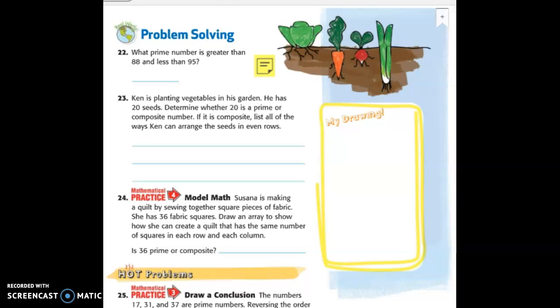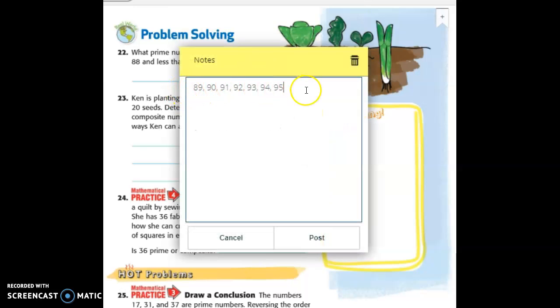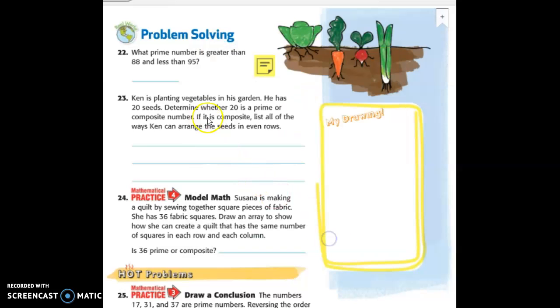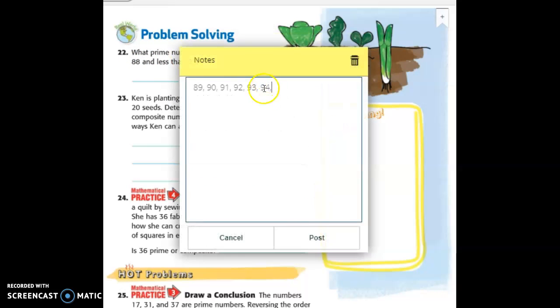Okay, at the back, when you get to the word problems, the problem solving, question 22: what prime number is greater than 88 and less than 95? Now, at first, this can seem kind of overwhelming, but when you persevere through it and think about it, you'll realize that you've only got a few numbers that you're looking at. So between 88 and 95, that means 89, 90, 91, 92, 93, 94. And we're not even including 95 because it says between them. Now you should be able to cross off half of these automatically. And if you don't remember why, then you need to go back and start at the beginning of this video because I've given you some clues about that. And then you should be able to narrow down your options fairly quickly to determine which is the prime number of just these options that I've given you.